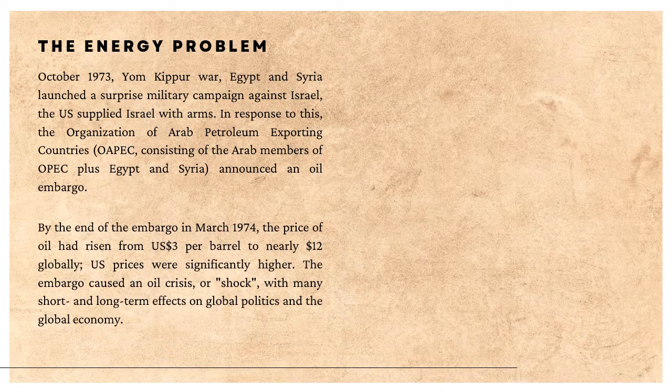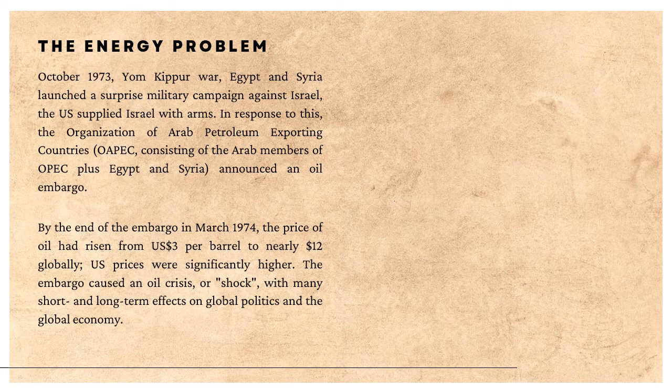By the end of the embargo in March 1974, the price of oil had risen from $3 per barrel to nearly $12 globally. US prices were significantly higher. The embargo caused an oil crisis or shock with many short and long-term effects on global politics and the global economy.